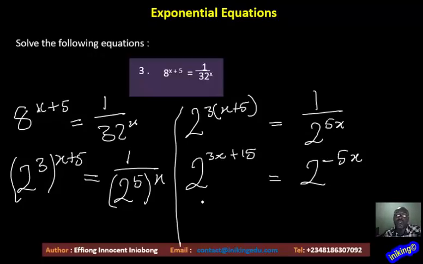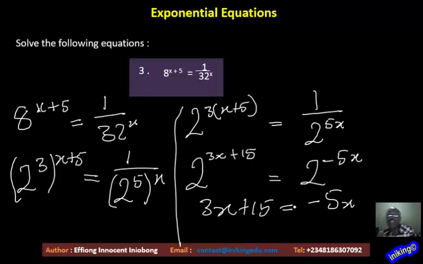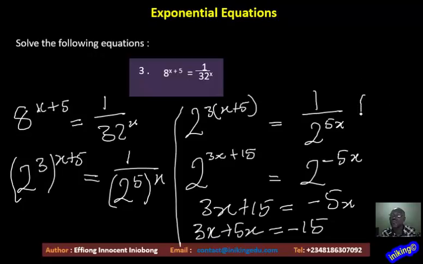I can then say my 3x plus 15 is equal to what? Minus 5x. That is, the exponent on the left and the exponent on the right can now be equated. Collect your like terms and solve the simple linear equation. What do we do? 3x, transfer 5x this other way, we have it as plus 5x. And transfer 15 the other way, we have it as minus 15. And you will agree with me.